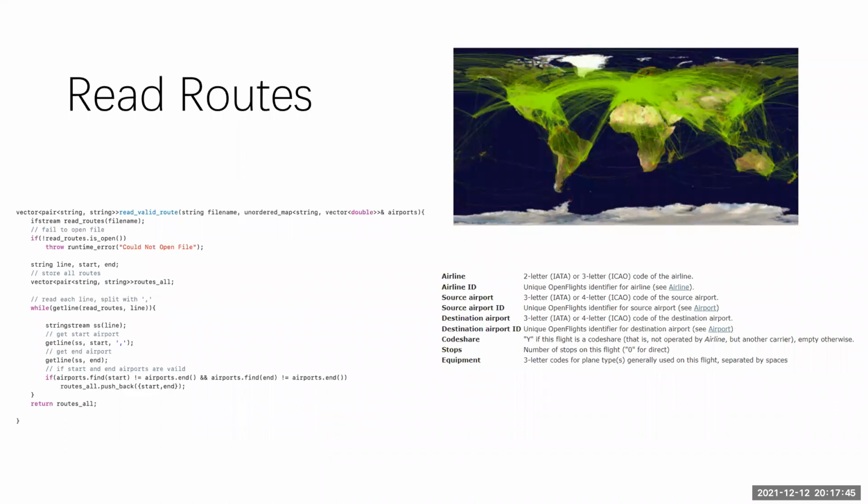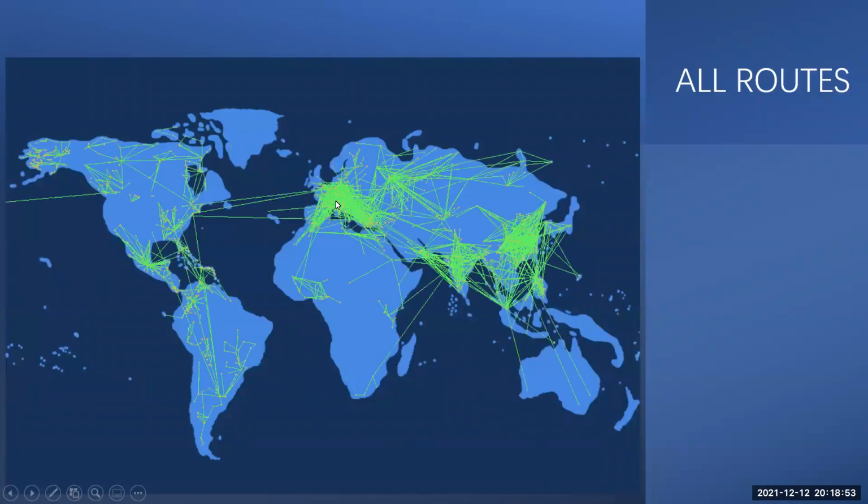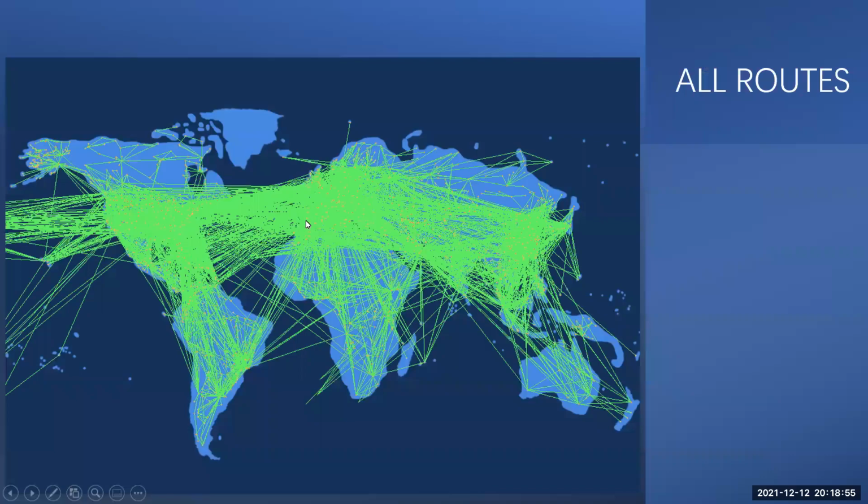Then we read valid routes. Here valid means we only accept routes from and to a known airport. We use a vector of string pairs to store routes. The first element is the code of the start airport, and the second element is the code of the destination airport. Here shows all the routes of our airports.